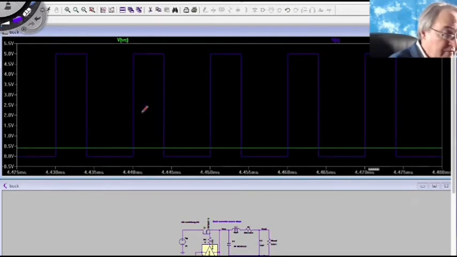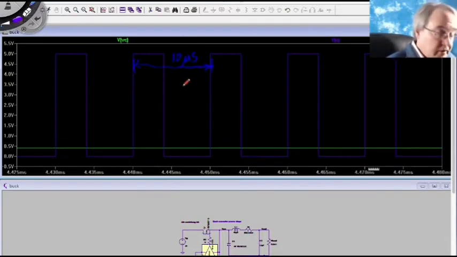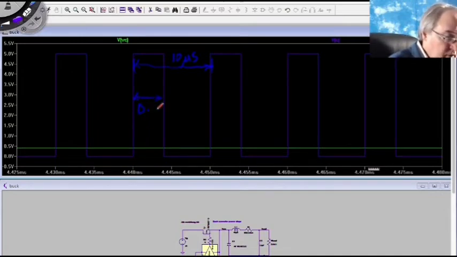So the blue waveform is C, the control signal. It has a switching frequency of 100 kilohertz, corresponding to a switching period of 1 over 100 kilohertz, or 10 microseconds. And the signal is high for the duty cycle times 10 microseconds, which would be 0.4 times 10, or 4 microseconds.